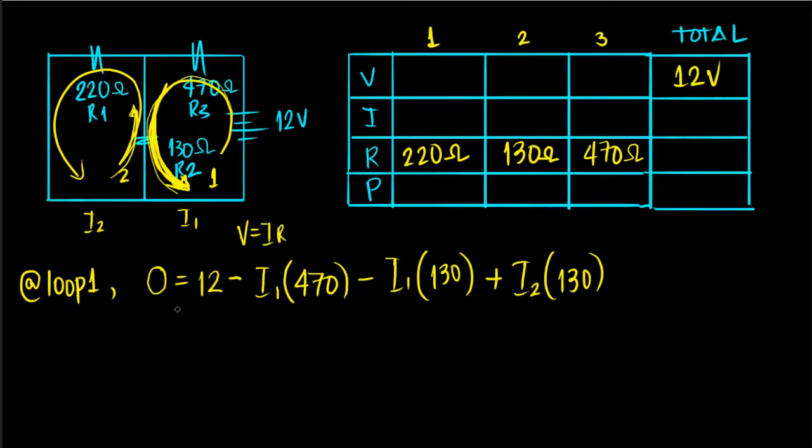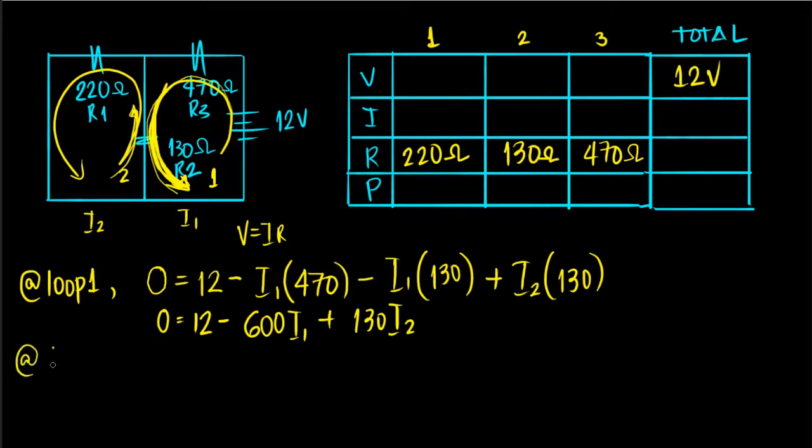And then, let's simplify this. 0 is equal to 12 minus... I-combine ta ang duwa nga may I1. So, 470 and 130, I think is 600. So, negative 600 I1 plus 130 I2. Unahon ka lang si constant naton.